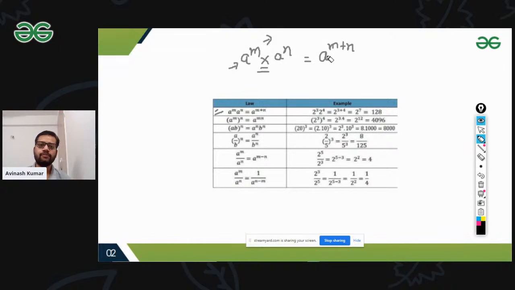These are formulas you have been learning since sixth class, so I don't think you will have trouble understanding these things. I'm just revising these concepts.